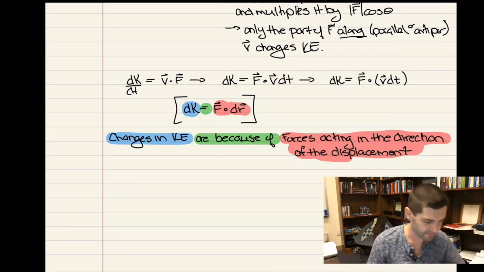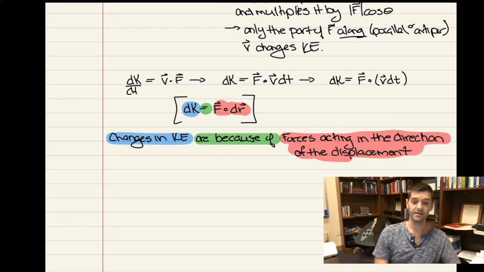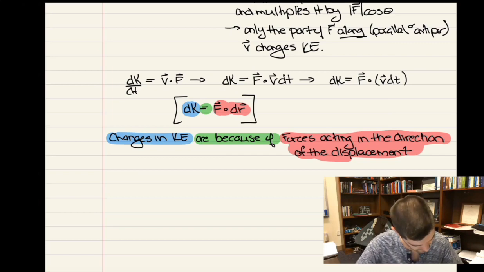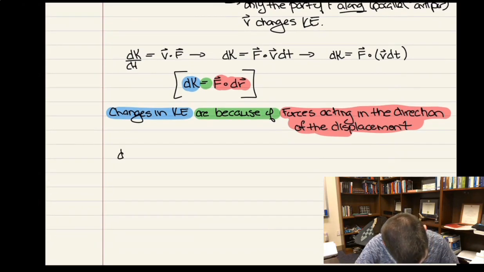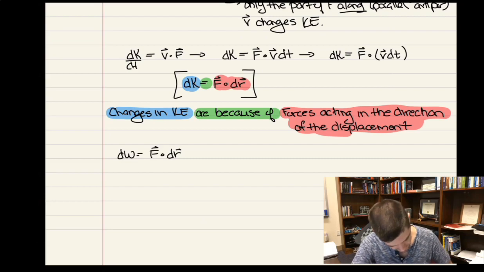Why is that the case for the right-hand side? Because of the dot product. The dot product takes the component of F that points in the same direction as your displacement. So anything that's perpendicular gets thrown away. Usually it's written like this, F dot dr. This right-hand side is called work.